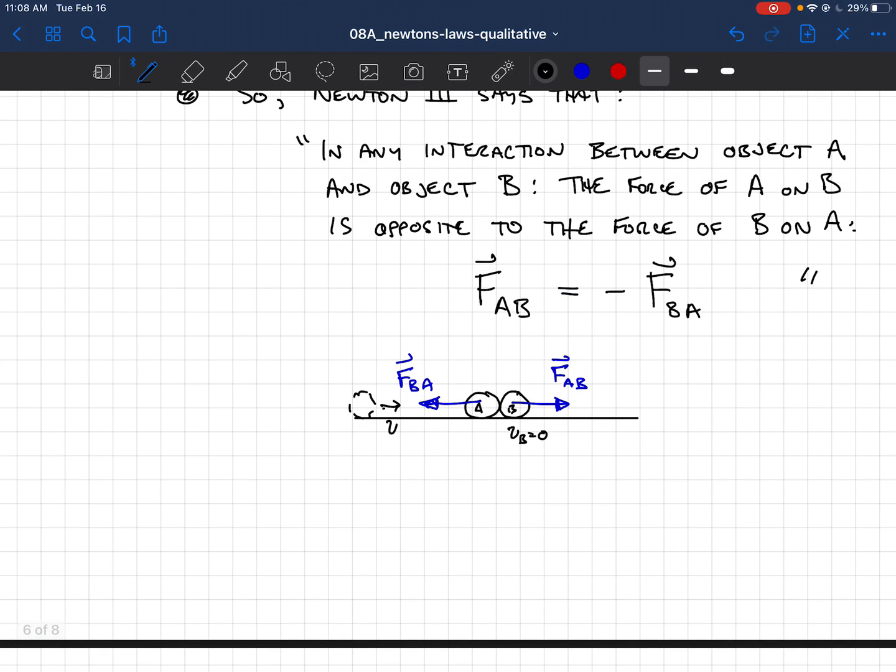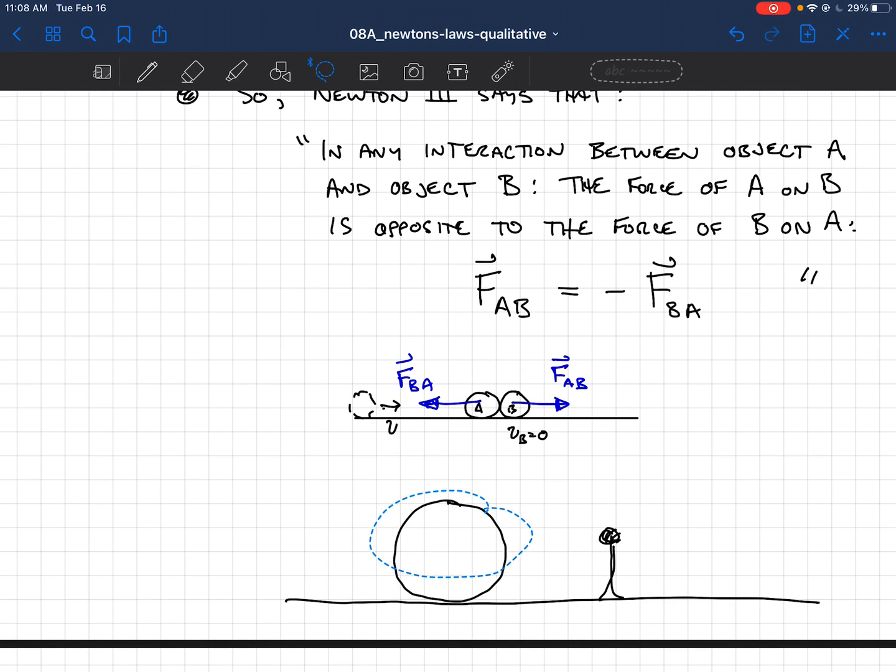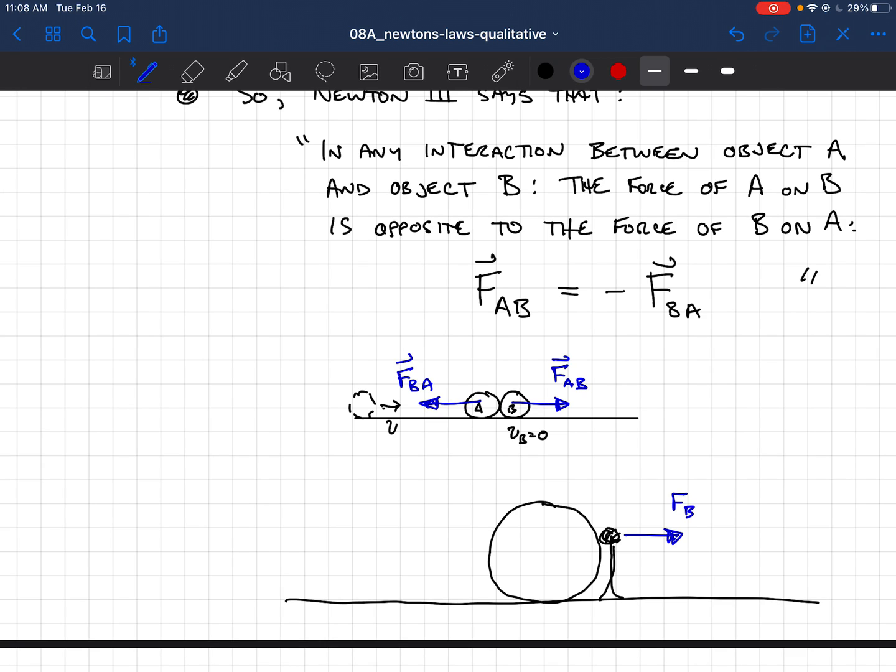We could make it even more dramatic. We could say, well, I'm going to take a bowling ball and send it down the road, and then I'm going to put a ping pong ball on a little pedestal here. Bowling ball rolls into the ping pong ball, and you might think, well, the force of the bowling ball on the ping pong ball should be much larger than the force of the ping pong ball on the bowling ball. But in fact, it turns out that that's not true. The force of the bowling ball on the ping pong ball is exactly the same magnitude as the force of the ping pong ball on the bowling ball. They're opposite in direction, but equal in magnitude.